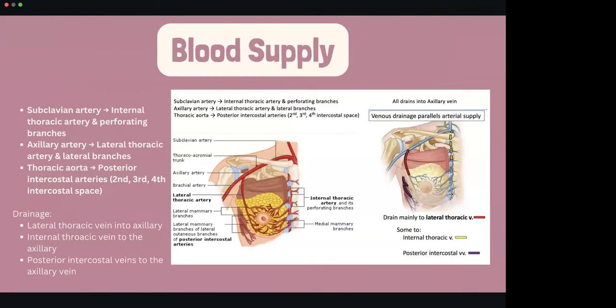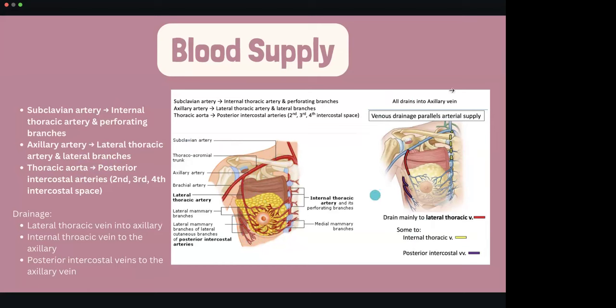Now, blood supply. This is very important, as I said. So the blood supply of the breast comes from the subclavian artery, the axillary artery, and the thoracic aorta. The subclavian artery gives out the internal thoracic, and it gives perforating branches on this side of the breast. And then the axillary artery gives off the lateral thoracic artery and the lateral branches. So it supplies this part of the breast. And then the thoracic aorta has the intercostal arteries, which also supply the posterior portion of the breast.